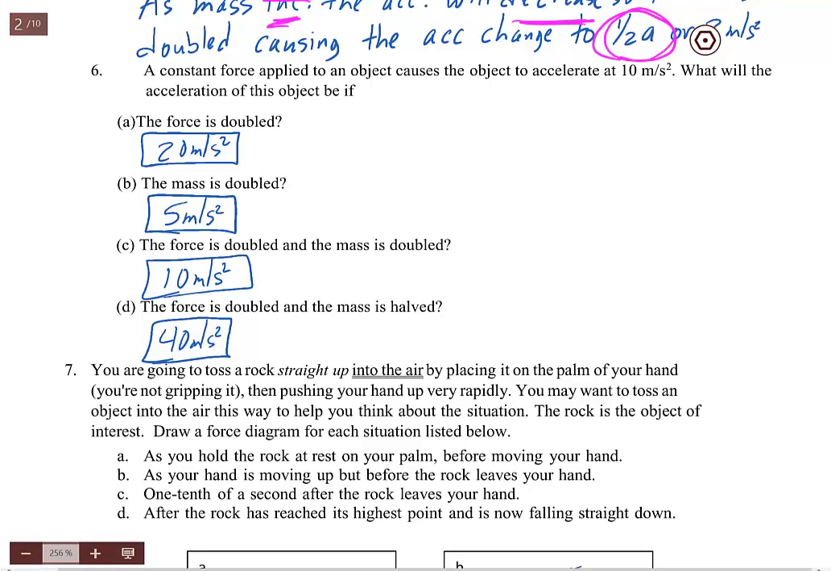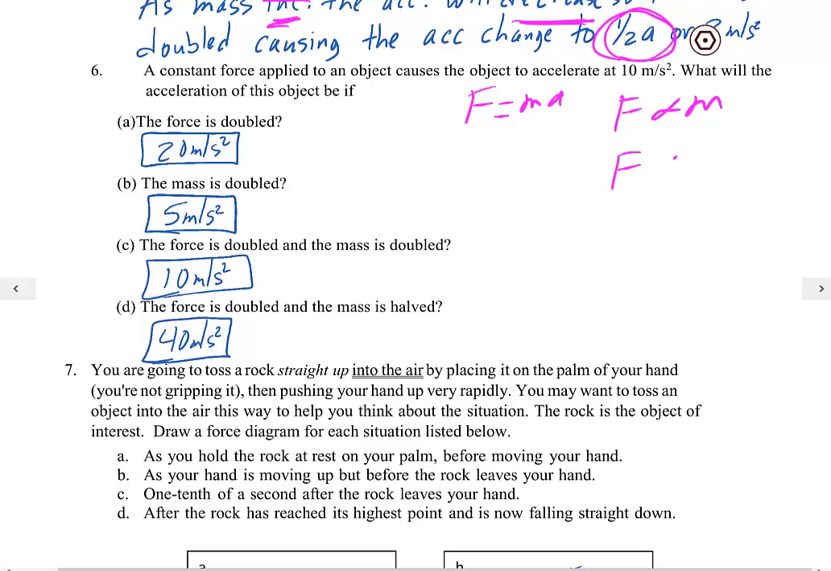For number 6, it's still using those same relationships. If we have F equals ma, we know that force is proportional to acceleration, and acceleration is inversely proportional to mass. So now, if the force is doubled, what will the acceleration be? If the force is doubled, then the acceleration is doubled because they're proportional. So our 10 went to 20.